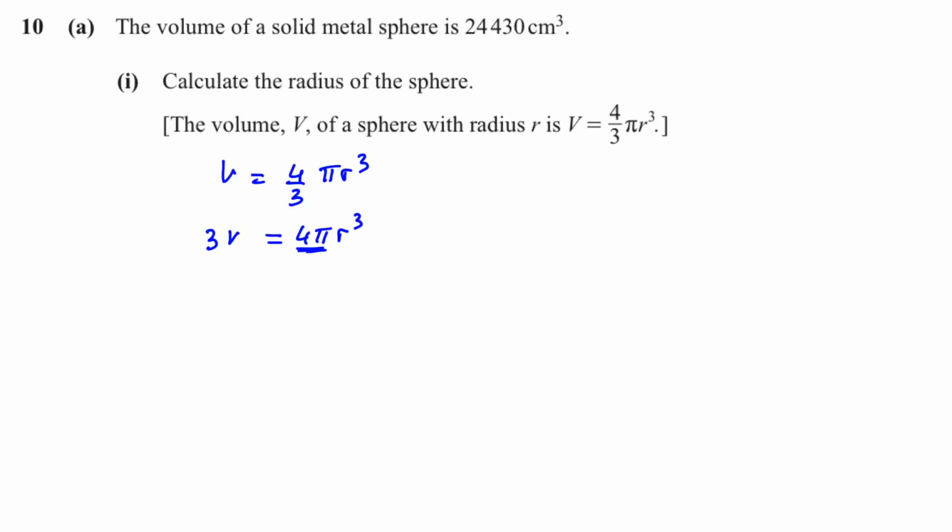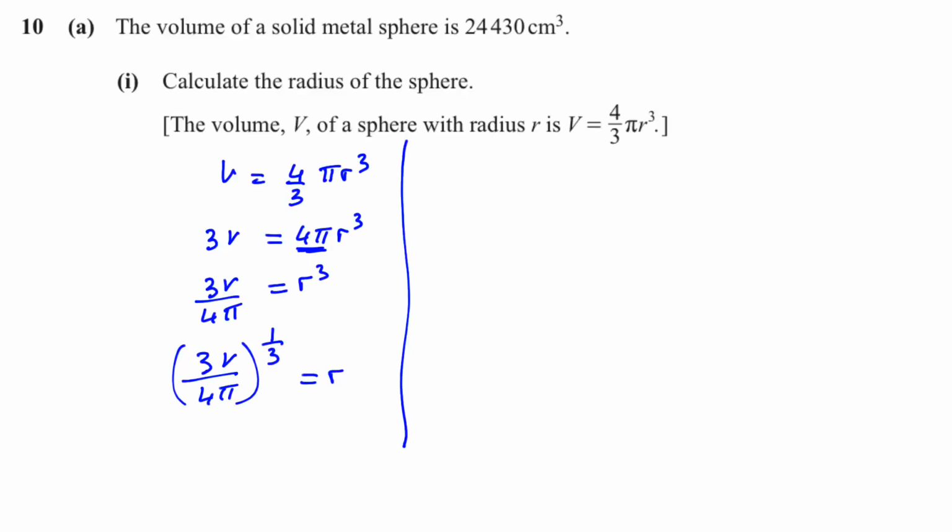We don't want 4 pi here, so it's a multiply. When we bring to the other side, it will become a divide. Make R the subject, so it is 3V over 4 pi. This is cube, so this will become cube root. So our R is equal to (3V over 4 pi) to the power of 1 over 3. Now we just have to replace the volume. 24430 over 4 pi, and the answer we will cube root, and this will give us 18 centimeter. So radius is 18 centimeter.